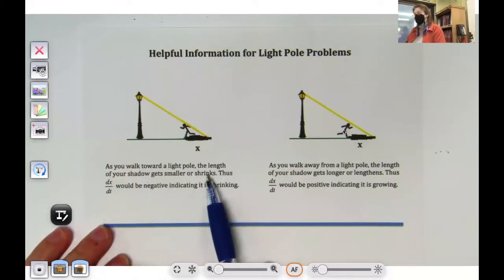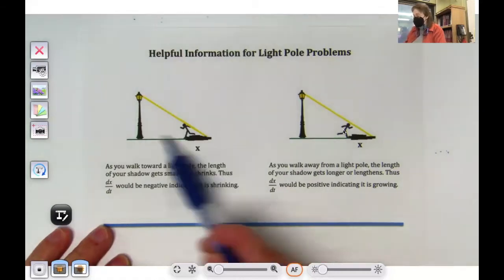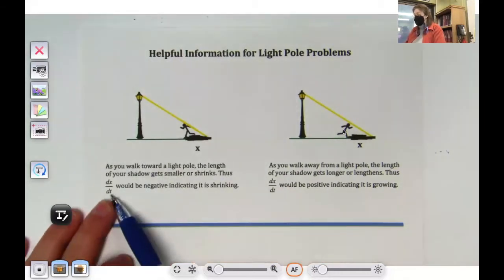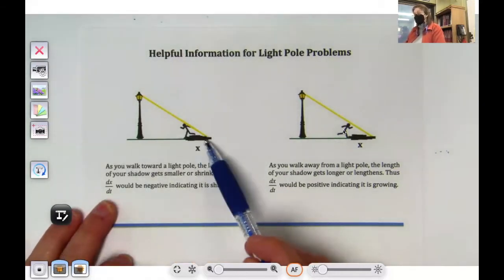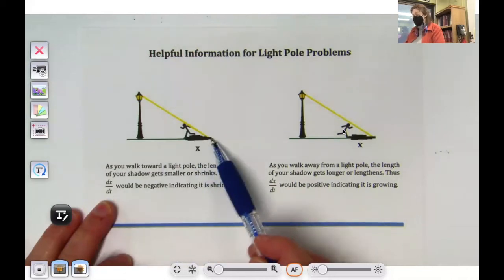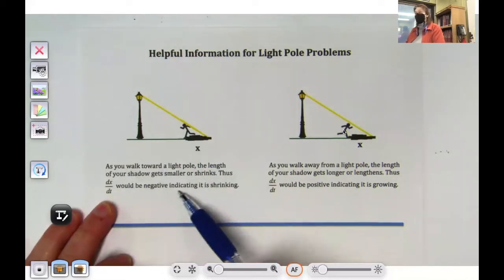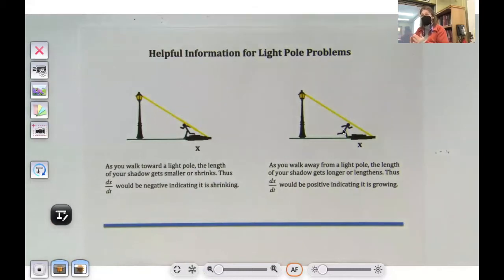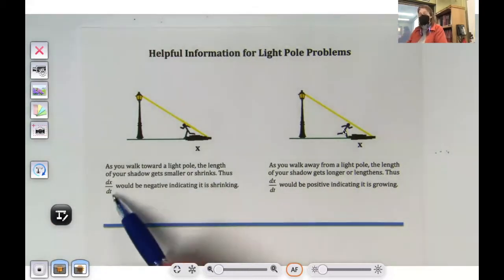As you walk towards a light pole, thus dx/dt, if I let this be x, the change in x over time, dx/dt, would be negative, indicating that it's shrinking because it's getting smaller. Okay, so that's what this notation is, dx over dt, the change in x with respect to time.